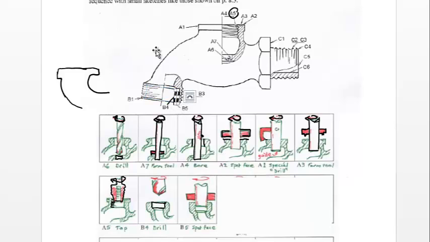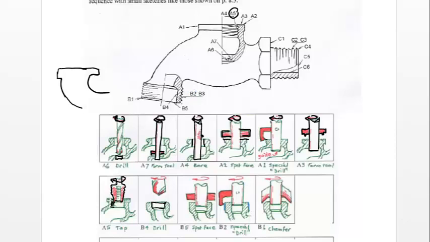So B5 is at the surface over here. What we're going to do is spot facing so that we get a clean flat surface. Next is a special drill for B2, which will work around the outer radius of the outlet. The next step is for B1.